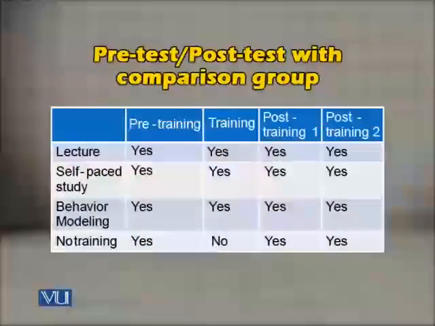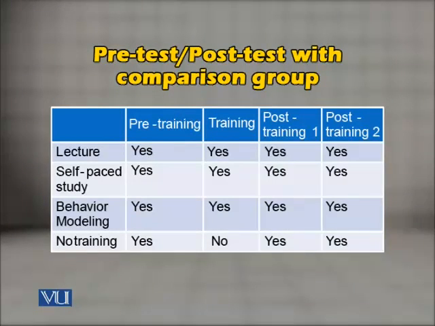to compare that. So they used a pre-test, and then they used a post-test, and you can see that there was a pre-training test for all these groups, for lecture, for self-paced study, for behavior modeling, and the one that did not have any training. Then you can see that the 3 groups received training, and the 4th group did not receive any training at all. Then they were evaluated right after the training was finished. All the groups were evaluated for the first post-training test. This post-training test was used to see how much people had learned and what was the difference in their learning.